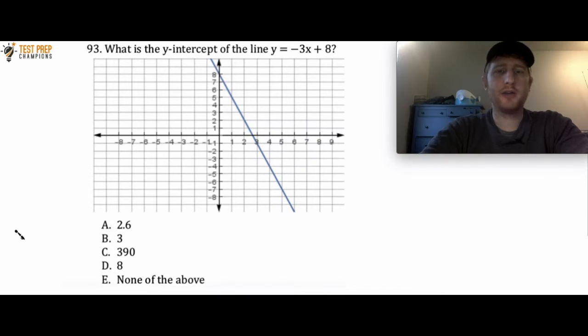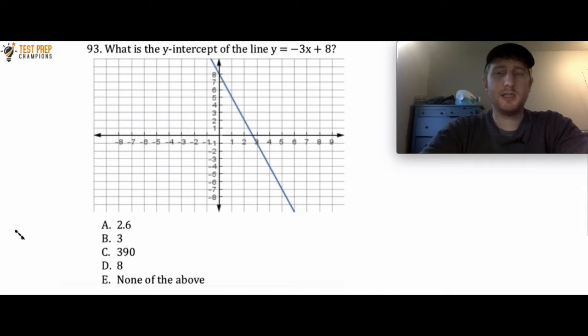What is the y-intercept of the line y equals negative 3x plus 8? Is it A, B, C, D, or is it E? So now would be a good time if you'd like to pause the video, give this question a try, and whether you get it right or wrong is not important. It's all about the knowledge right now. So let me give you a chance to try this out.